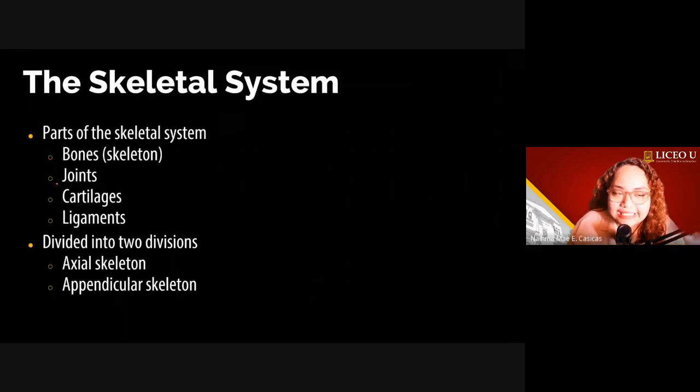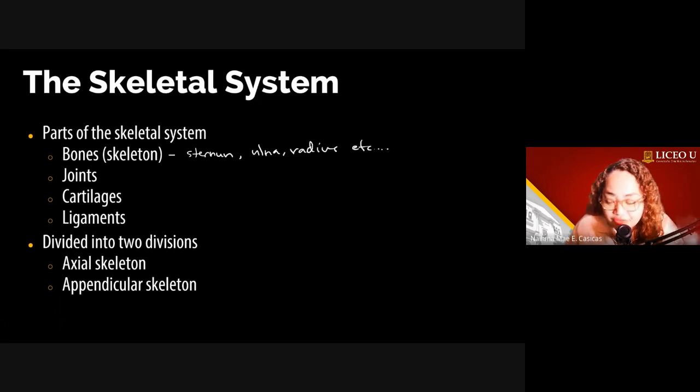So of course your skeletal system has parts, no? You have your bones, which are part of your skeletal system. And then you have your joints, your cartilages, and your ligaments. I hope you still remember these lessons from your junior high years. Your bones, kabalo naman mo ani, no? There are a lot of bones. Here are some examples. You have your sternum, which we mentioned earlier, your ulna, your radius, and etc. These are very obvious bones.